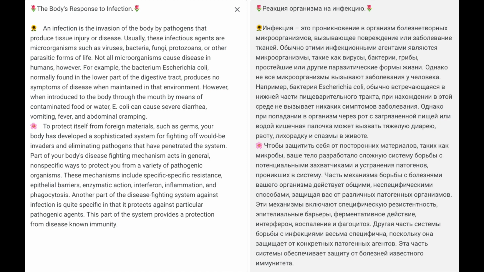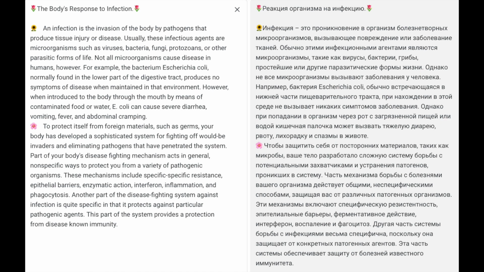To protect itself from foreign materials, such as germs, your body has developed a sophisticated system for fighting off would-be invaders and eliminating pathogens that have penetrated the system. Part of your body's disease-fighting mechanism acts in general, non-specific ways to protect you from a variety of pathogenic organisms. These mechanisms include specific resistance, epithelial barriers, enzymatic action, interferon, inflammation, and phagocytosis.